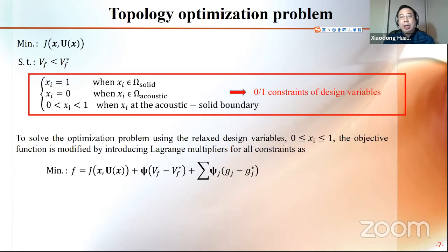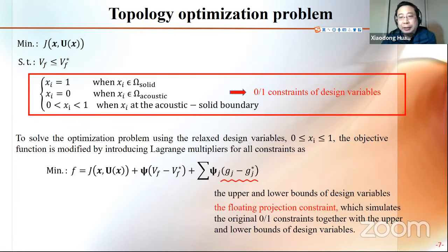To solve the problem, 0/1 design variables are relaxed as continuous. The objective function is modified by introducing Lagrange multipliers for all constraints. To consider originally 0/1 constraints of design variables in the problem, we include upper bound constraint, lower bound constraint, and one additional constraint called floating projection constraint. The floating projection constraint working together with upper and lower bounds simulates the original 0/1 constraints. These constraints were strictly enforced in the optimization algorithm.